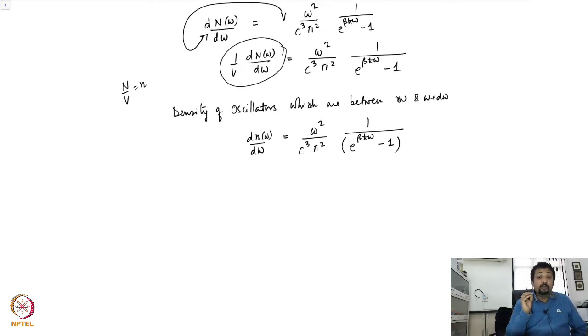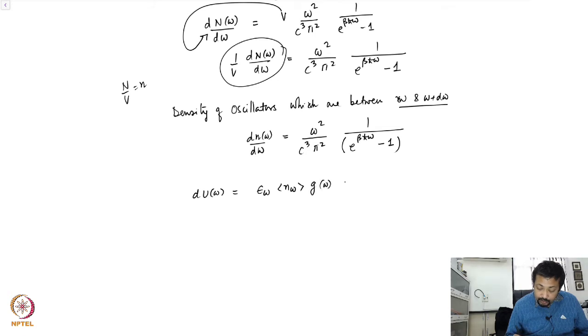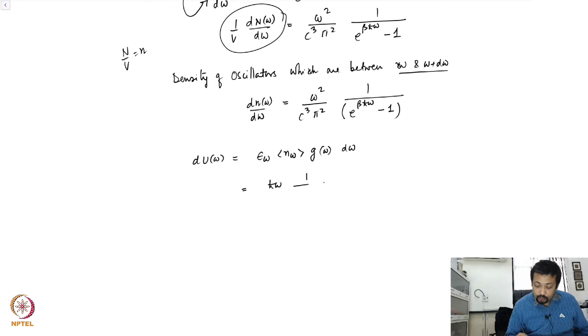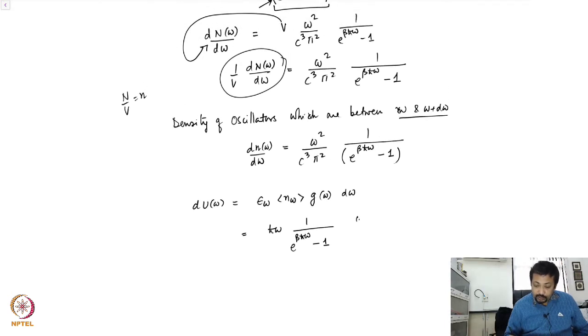Good. Now I want to calculate the amount of energy that is contained within this frequency interval. So now I want to know the energy density contained within this frequency interval omega and omega plus d omega. So one can also write down dU of omega, which is that amount of energy contained within it, is going to be epsilon omega, average of n omega, g omega and d omega. Epsilon omega is h bar omega and n omega is 1 over e to the power beta h bar omega minus 1, and then you have g omega, which is omega squared over c cubed pi squared d omega. There is a V factor over here, omega squared V.